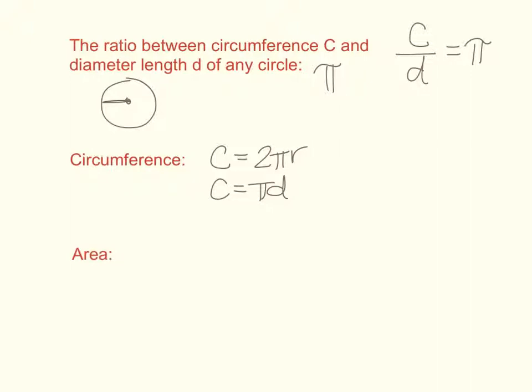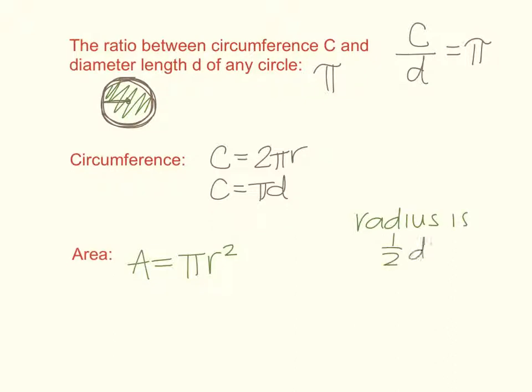All right, so now we have the area of a circle. Circumference is just the outside, kind of like the perimeter of a circle. Area is everything inside the circle. So the area is equal to pi r squared. Before, in circumference, you could use radius or diameter, but for area, we can only use our radius. And we know that the radius is half of the diameter.